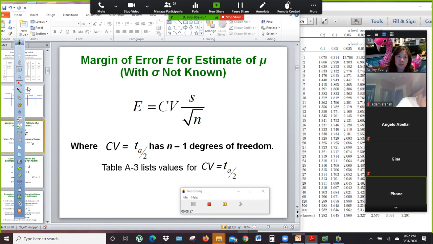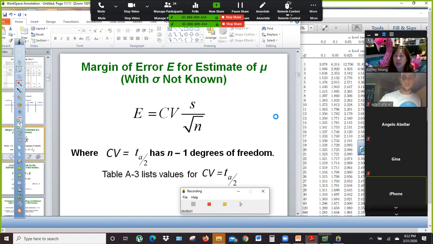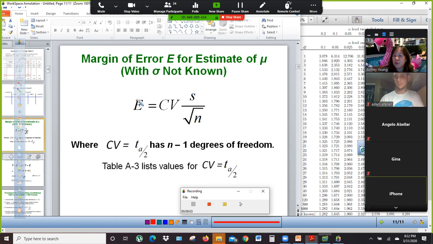So again, this is not unusual. It's very similar to the previous margin of error we did for proportions. Your margin of error is equal to your critical value times your standard deviation. The difference is our standard deviation is much simpler here. It's just S over square root of n. And our critical value is from the t-table, not the z-table, with n minus 1 degrees of freedom.